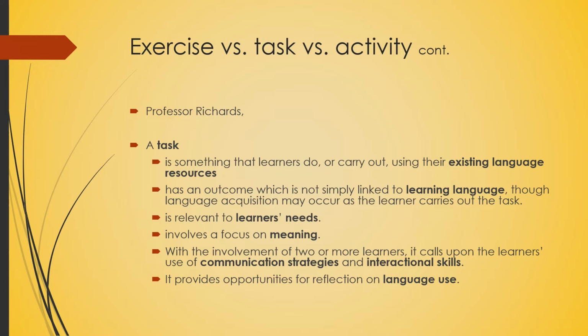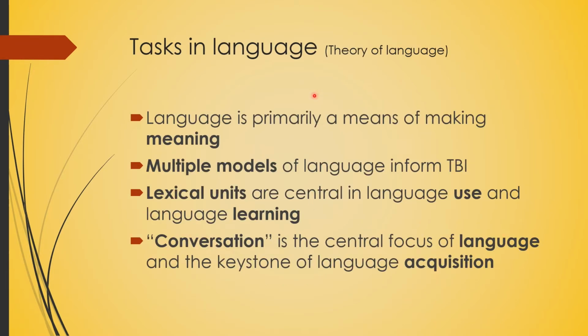So the task in language, or in other words, we will be looking at the theory of language. How does task-based language teaching look at language? What is its consideration? What is its belief about language? This particular thing has come up several times till now in these slides. So we know that language is primarily a means of making meaning. Multiple models of language inform TBI. TBI means task-based instruction. Multiple models means that this approach doesn't believe in only one model. It believes in several models. So it thinks that the theory of language could be based on more than one model.